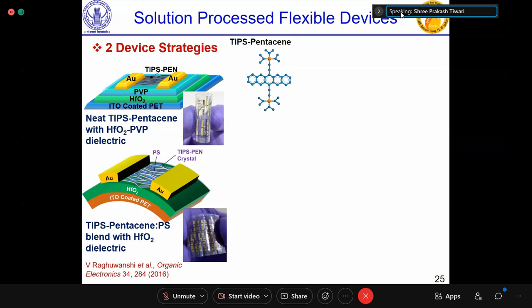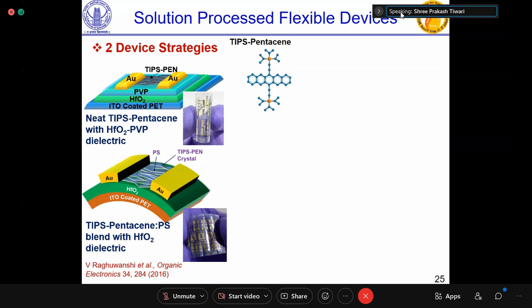So TIPS pentacene was explored in two flexible structures. One was simple ITO coated PET, which is a substrate, and ITO is indium tin oxide, which acts as metal gate. And we had deposited hafnium dioxide, which is a high K dielectric material, a thin layer of hafnium dioxide, and then a polymer dielectric, which was polyvinyl phenol, PVP. And then on the top, we made this TIPS pentacene. And then the top source was deposited on the top.